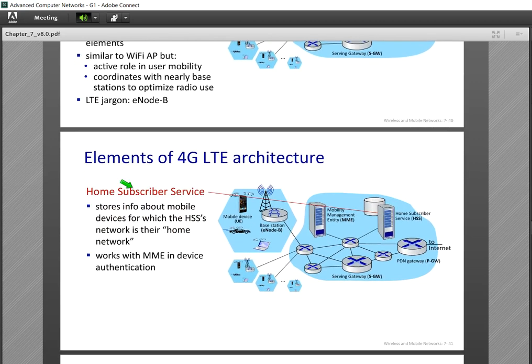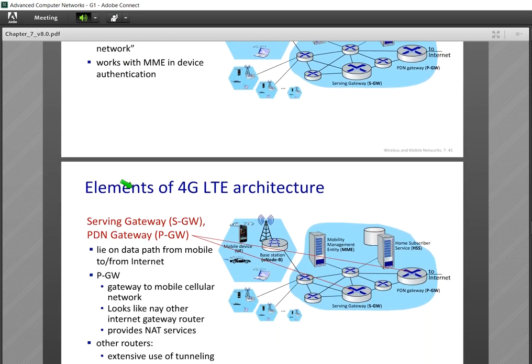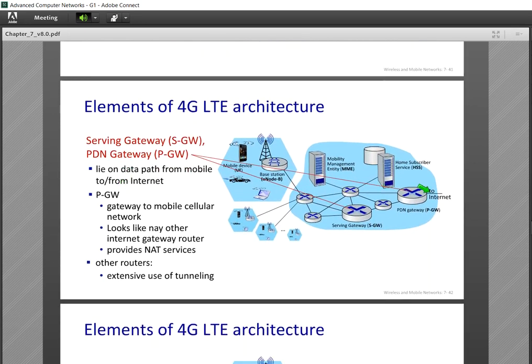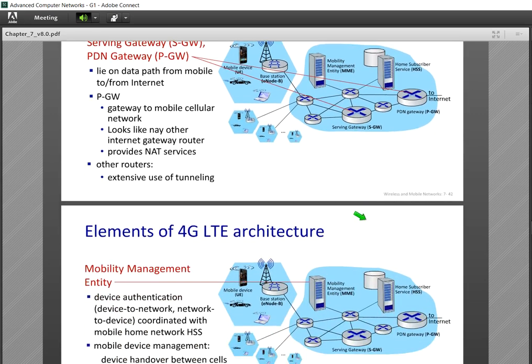The Home Subscriber Service we talked about is one, and we also talked about the gateways toward the internet, the serving gateway and the PDN gateway. We said that, okay, if you want to make a phone call, you should use those gateways to connect toward another server, using a tunnel or something like that.